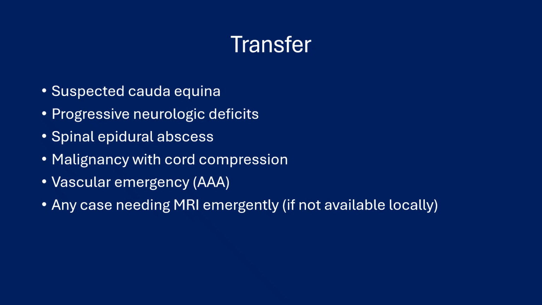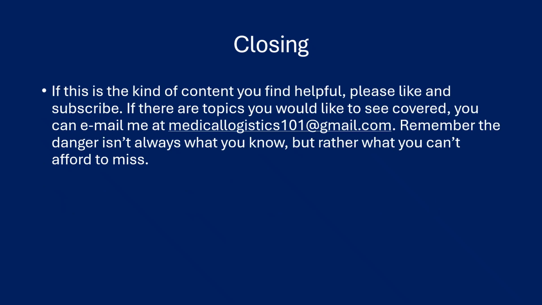Transfer, this particularly is related to what setting you're in. If you're in a small rural hospital, you may have very limited resources. Suspected cauda equina syndrome, progressive neurologic deficit, spinal epidural abscess, malignancy with cord compression, a vascular emergency, obviously, with the AAA. Any case needing MRI emergently, because that might not be available locally depending on where you are.